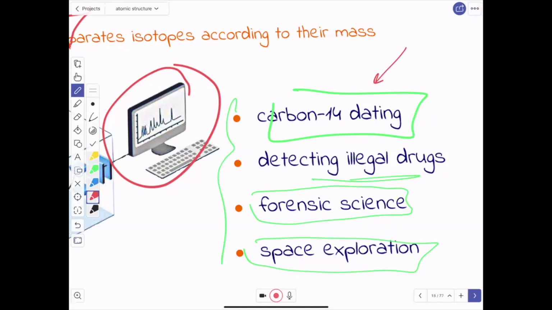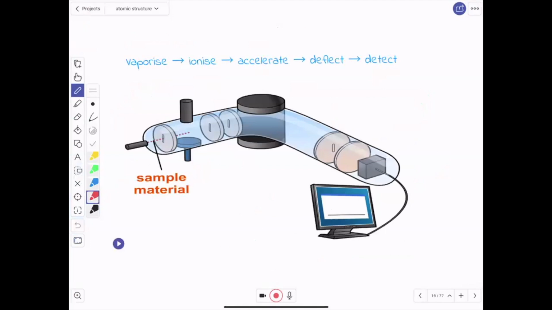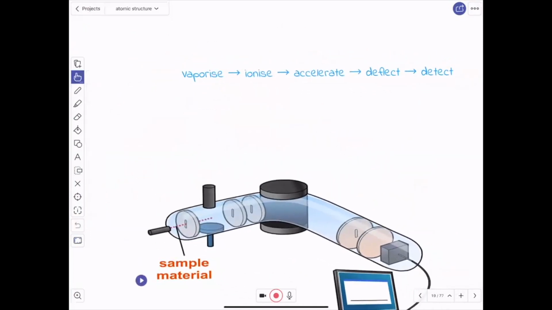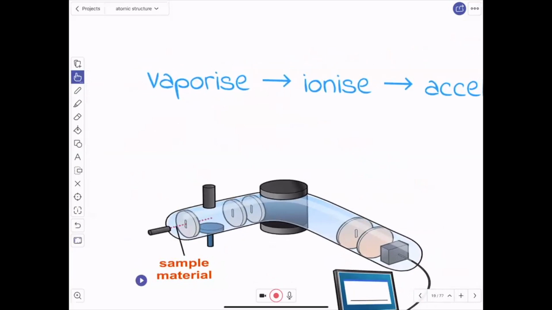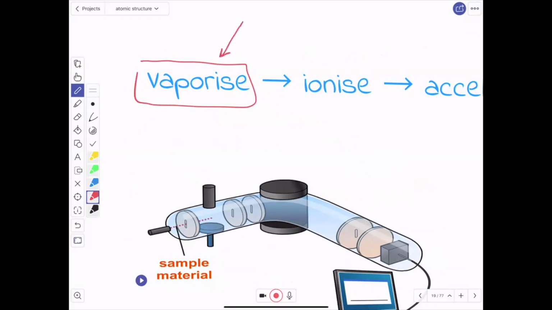So right now we're gonna learn how this machine works. Keep in mind these steps. So what are the steps here? Step number 1 is vaporizing. So if you got a rock or a piece of cloth or urine, you must turn the sample into gas. So we take this sample and we vaporize it under low pressure. Then we turn it to positive ions. We call this step ionization.